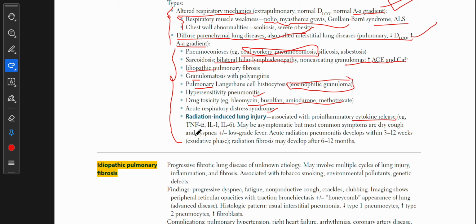Examples of cytokines are TNF-alpha, interleukin 1, and interleukin 6. It may be asymptomatic, but the most common symptoms are dry cough and then dyspnea with or without low-grade fever. Acute radiation pneumonitis develops within 3 to 12 weeks, that is the exudative phase, and radiation fibrosis may develop after 6 to 12 months. So this is the timeline. You have to remember this, right?